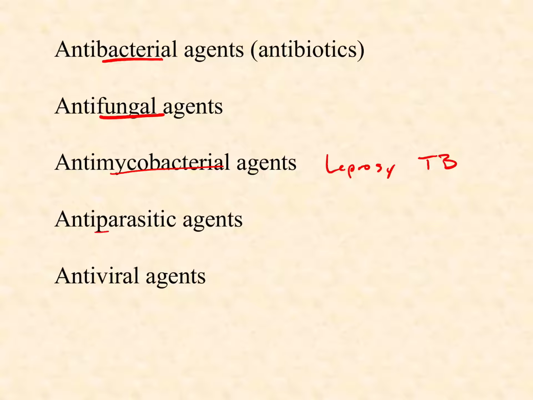Is it possibly a parasite that's causing this? When we say parasite, we're thinking protozoa, and we're thinking helminths, a fancy term for worms. And then finally, is it viral? And unfortunately, we don't have a ton of antiviral agents. There's not a lot we can do, which is why we focus a lot of our vaccine attention on viruses, because once someone has a virus, we usually just have to let the immune system do its work. So we have antibacterial agents, antifungals, antimycobacterials, antiparasitics, and antivirals.